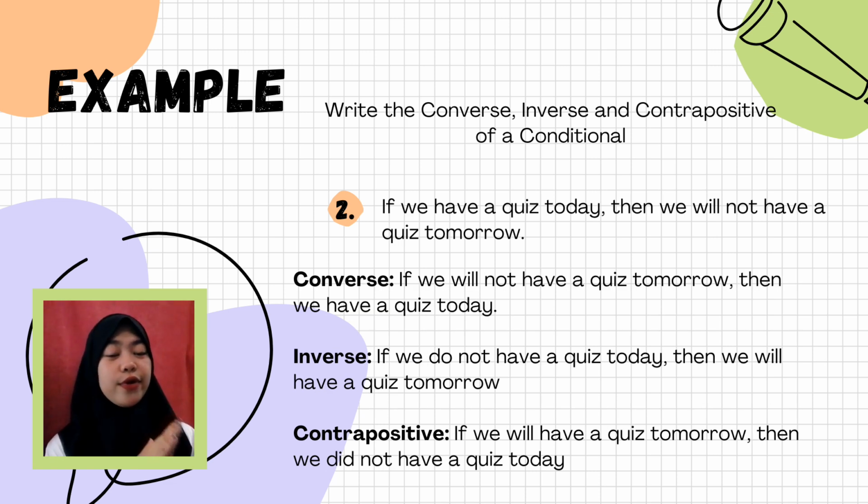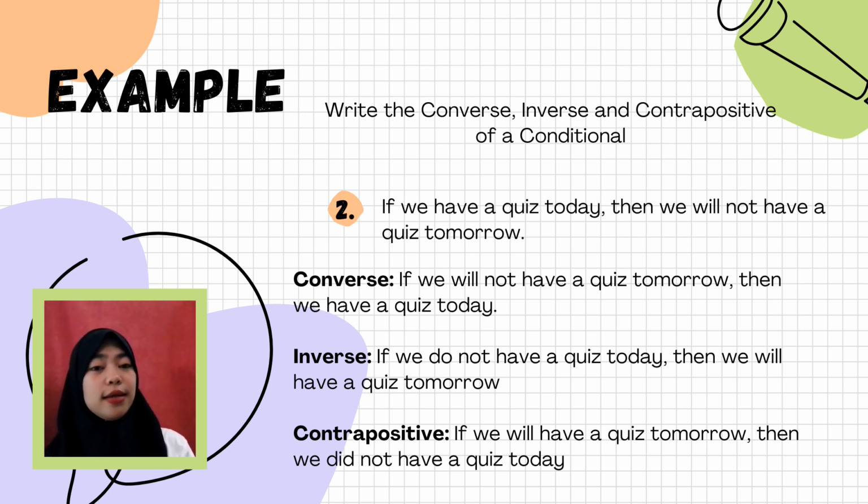So, let's give another example. If we have a quiz today, then we will not have a quiz tomorrow. So, identify muna natin, of course, ang antecedent and ang consequent natin. So, ang antecedent natin is, we have a quiz today. And ang consequent naman natin, yun yung, we will not have a quiz tomorrow.